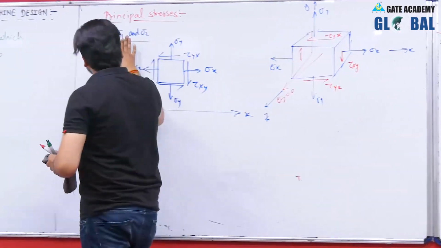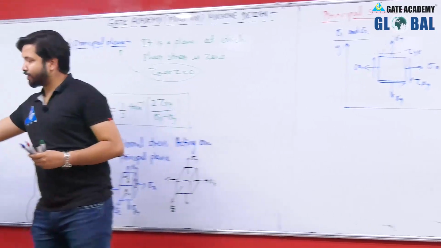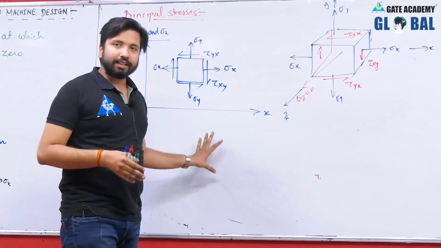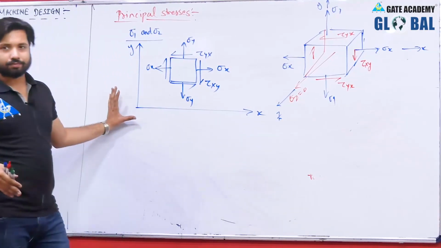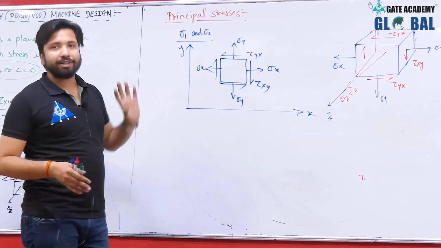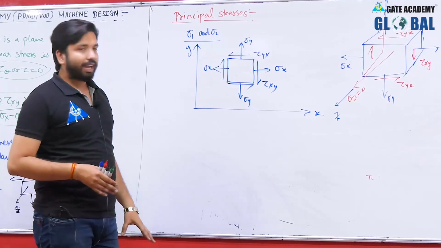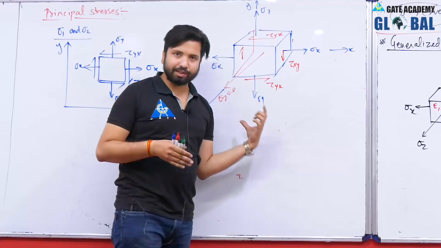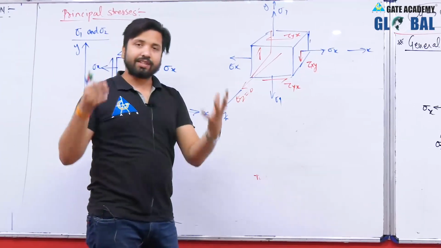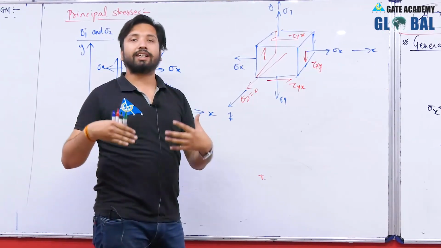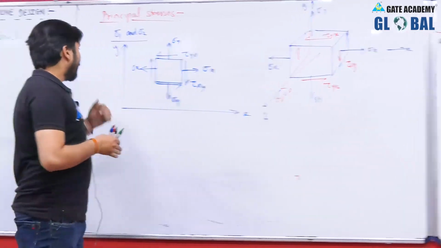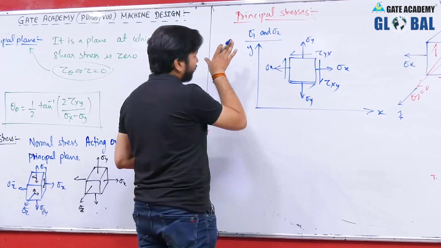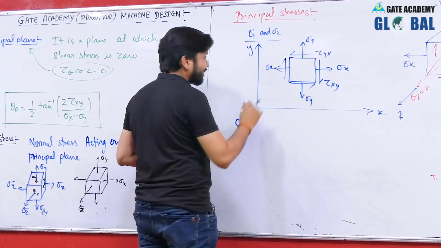So, sigma 1 and sigma 2 are the principal stresses in the xy plane. Now, for the 3-dimensional state of stress, as you have considered a plane stress condition, the stress along the third direction will be 0. So now the stresses along the third direction are also taken into consideration. If you write the formula, you will get the principal stresses in the xy plane.